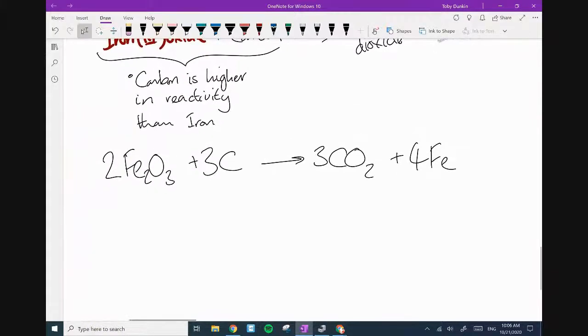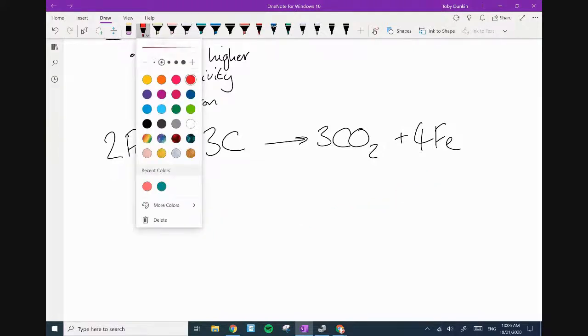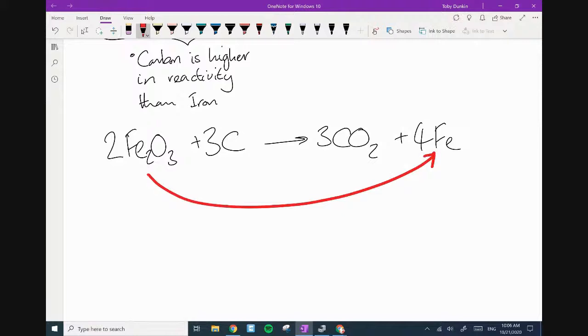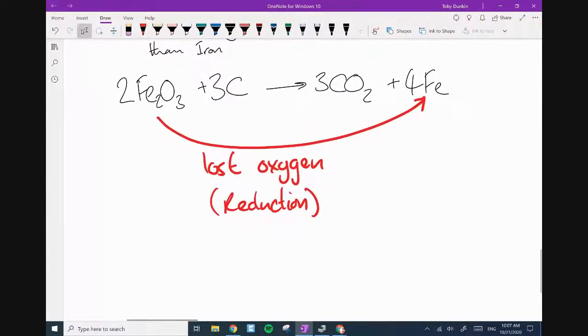Now what we need to actually mention here is that this is called a reduction reaction, because I'm extracting iron, and I can explain why. If you look at this one here, the iron has lost oxygen. What that means is it has gone through reduction. Just to explain why it's called reduction, the word reduction means to reduce.